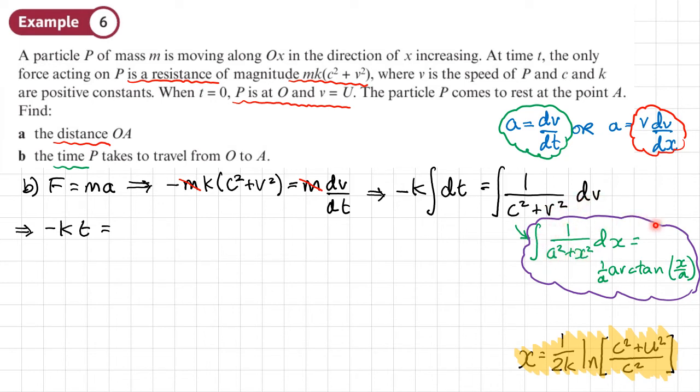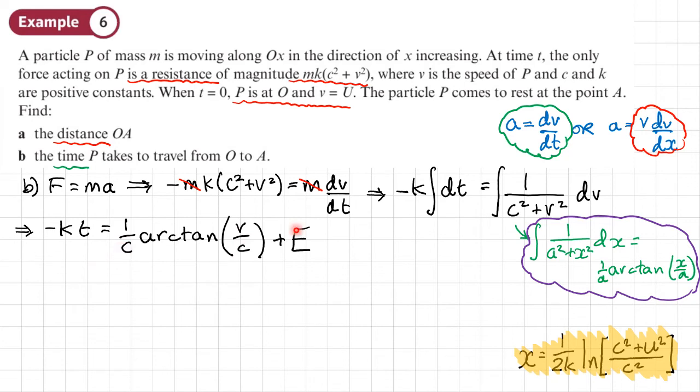It's one that's in the formula book from core 2, and we can use the result that it's 1 over a arctan x over a. In our example, a is c, so just using that result, the right hand side is going to become 1 over c arctan, and it's not x, it's going to be v over c, and then plus our constant of integration. Oh, and again, let's use a different letter. Let's use the letter e, so it's not confused with this constant here.